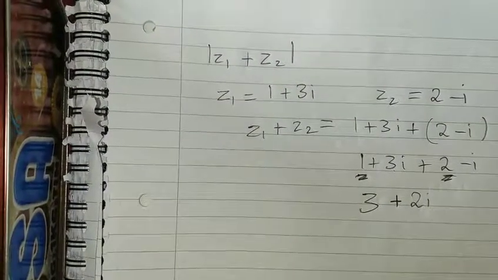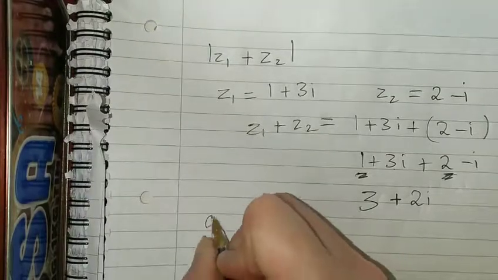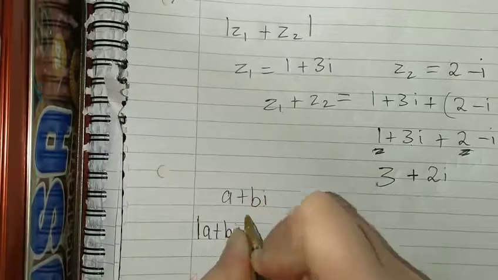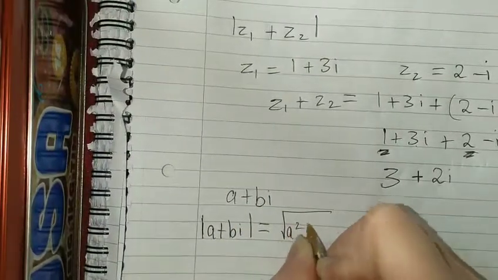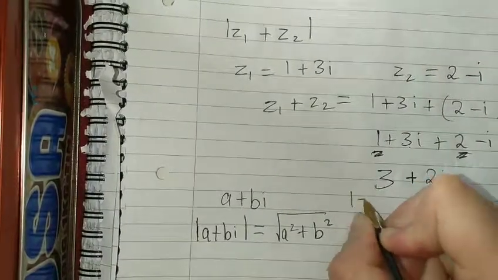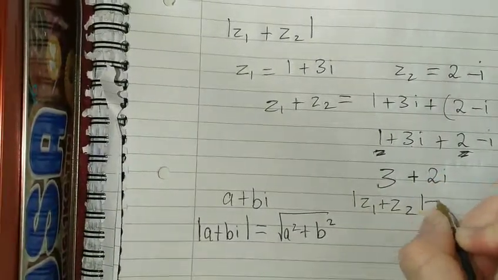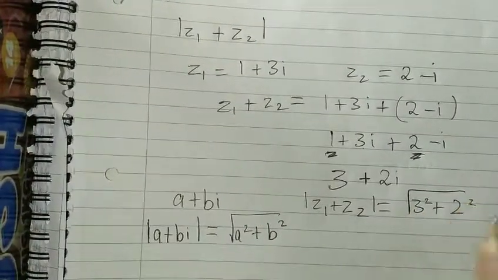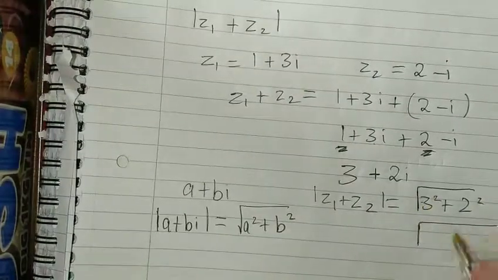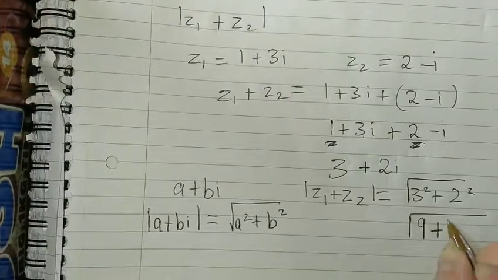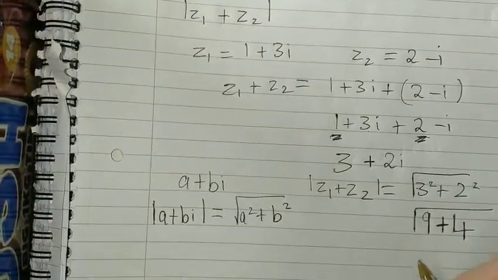But in order to get the modulus of z1 plus z2, remember that if I have a complex number a plus bi, the modulus of a plus bi is equal to the square root of a squared plus b squared. So the modulus of z1 plus z2 is equal to the square root of 3 squared plus 2 squared. So 3 squared is equal to 9, and 2 squared is equal to 4, and then 9 plus 4 is 13.